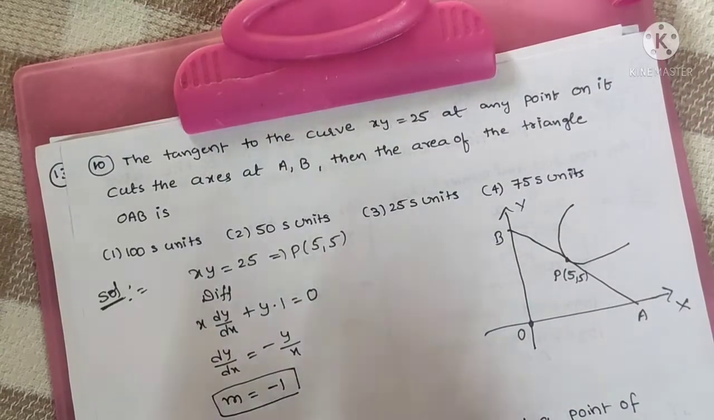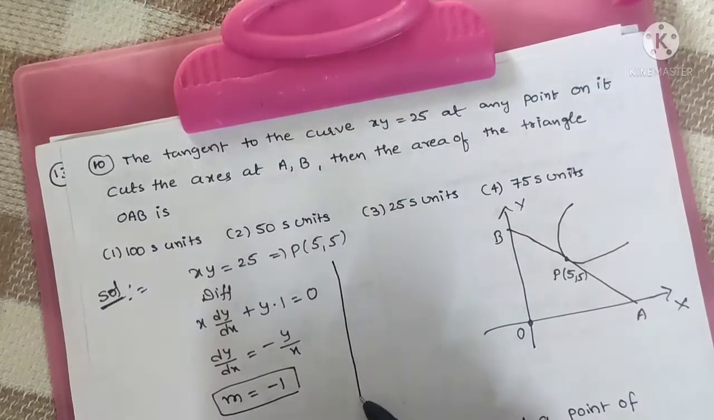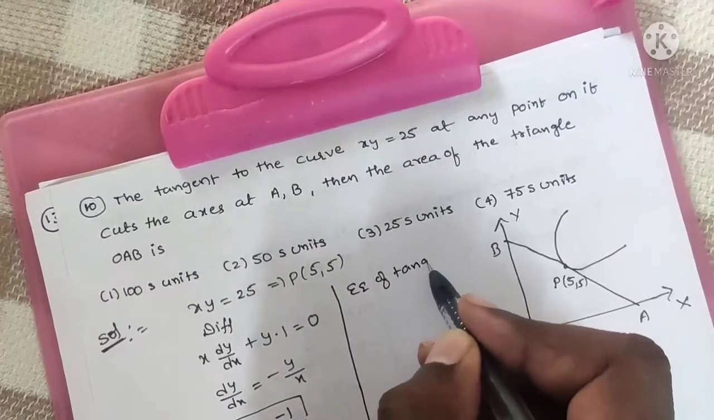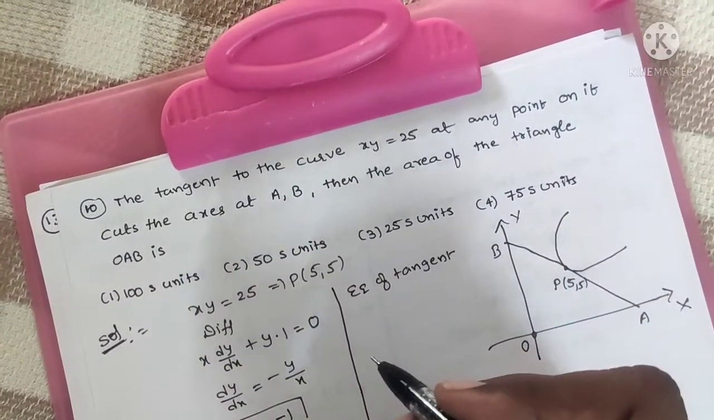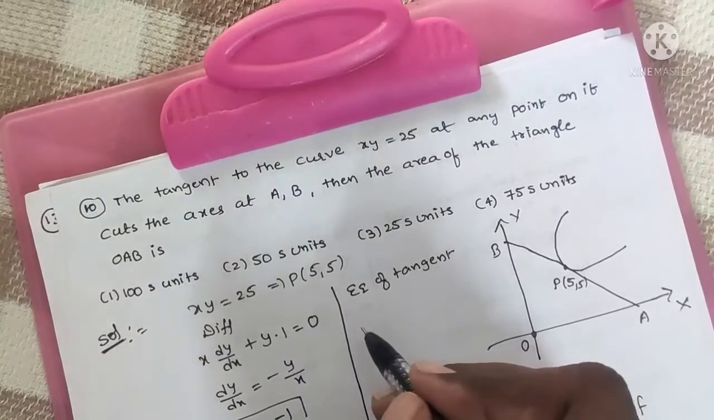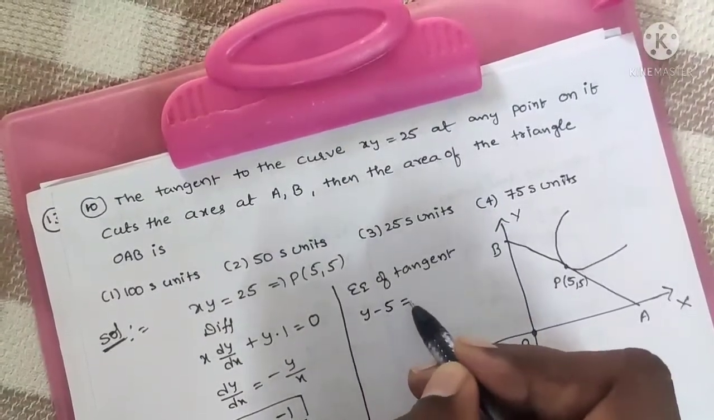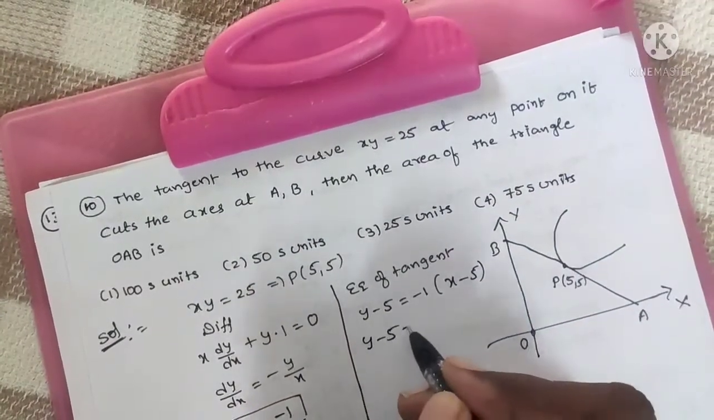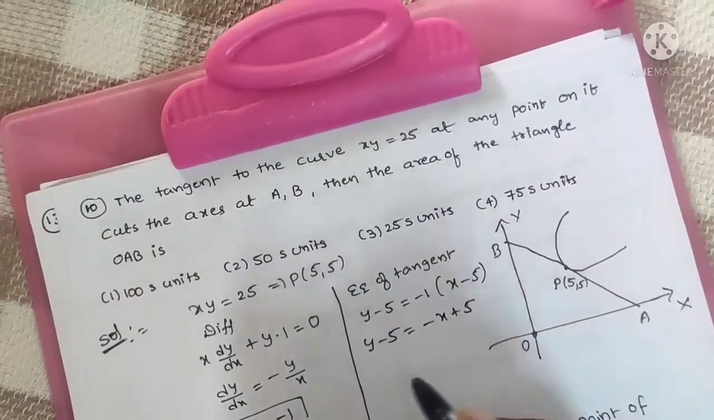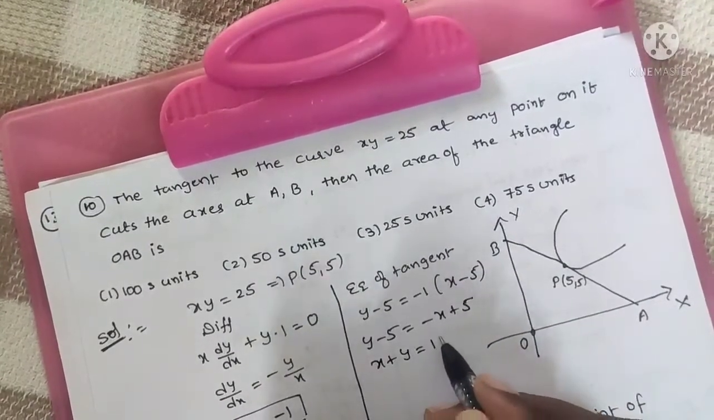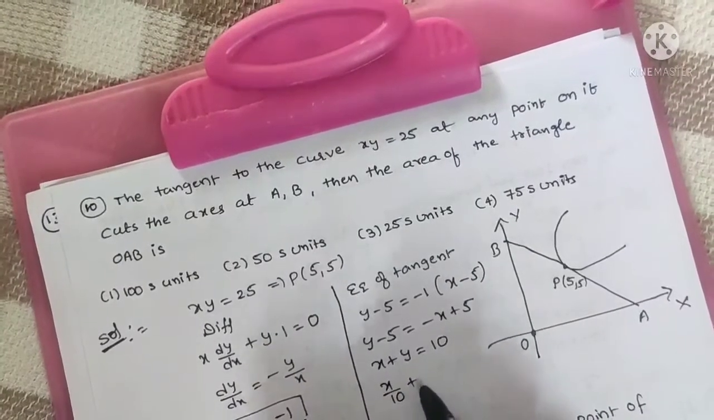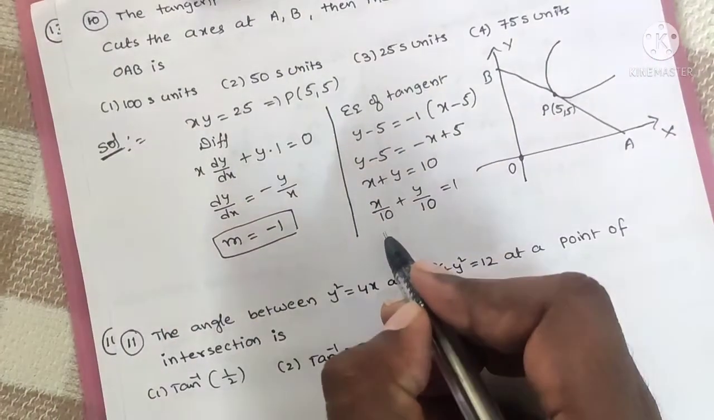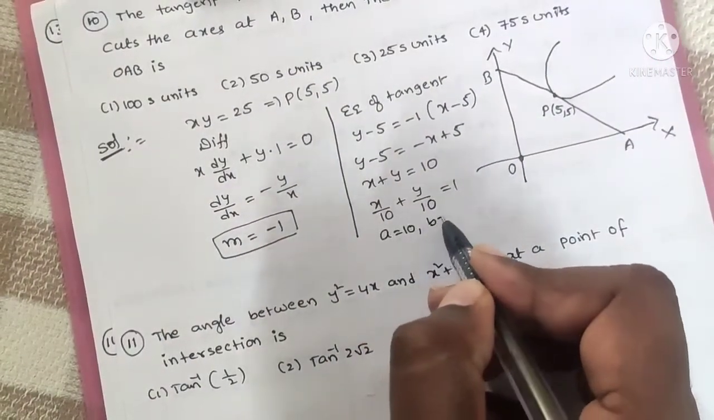Then we need to find the equation of the tangent. What is the formula for the equation of a tangent? y minus y1 is equal to m into x minus x1. Then y minus 5 is equal to minus 1 into x minus 5. Then y minus 5 is equal to minus x plus 5. Then we can say x plus y is equal to 10. Then x by 10 plus y by 10 is equal to 1. This is the intercept form. From this, a value is 10, b value is 10.